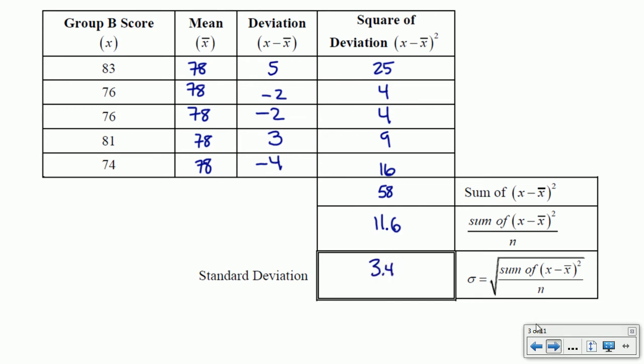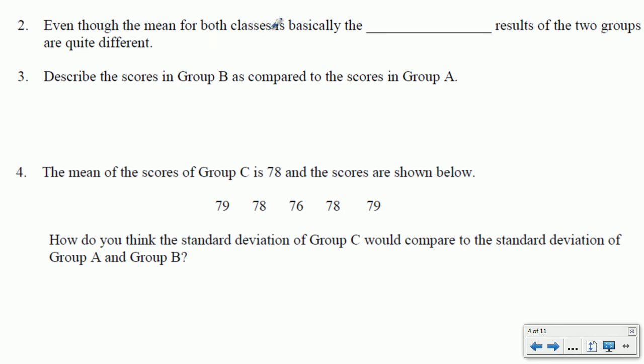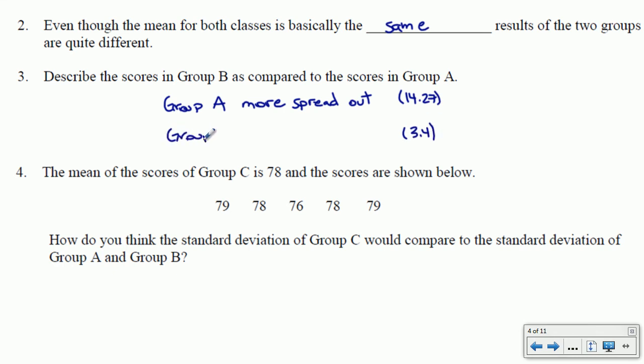So comparing these two groups, even though the mean for both of these classes is basically the same, results of the two groups are quite different. So the scores in group A are a little more spread out. And we can see that from the standard deviation of 14.27 compared to that of group B, which is 3.4. The scores in group B are closer together.